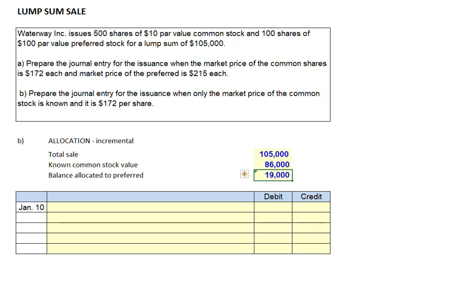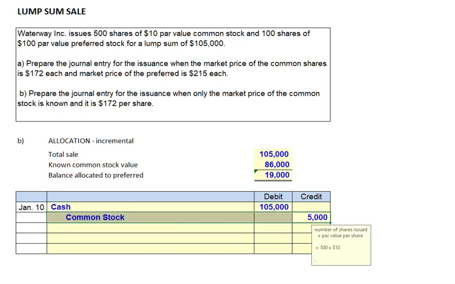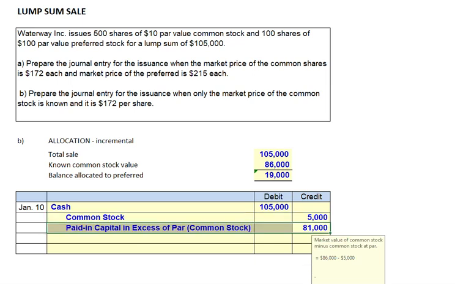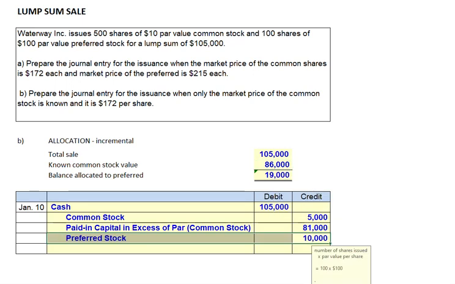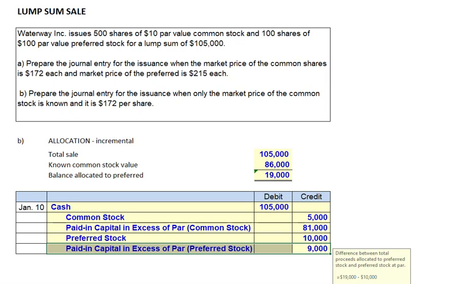So our journal entry will have $105,000 debit to cash, common stock, 500 shares at $10 par value or $5,000, and then $81,000 for the additional paid-in capital. There's the $86,000. And then the remaining $19,000 will be allocated to preferred stock. We recorded the 100 shares at their par value of $10,000, and then the remaining will go to additional paid-in capital.